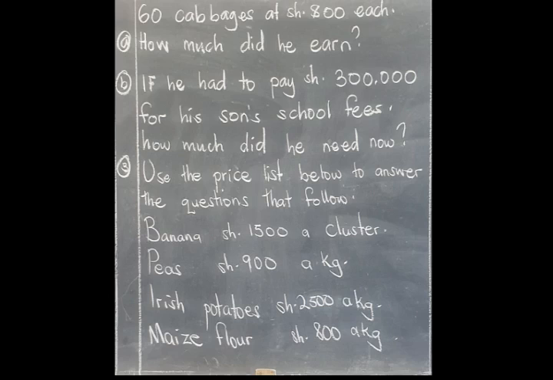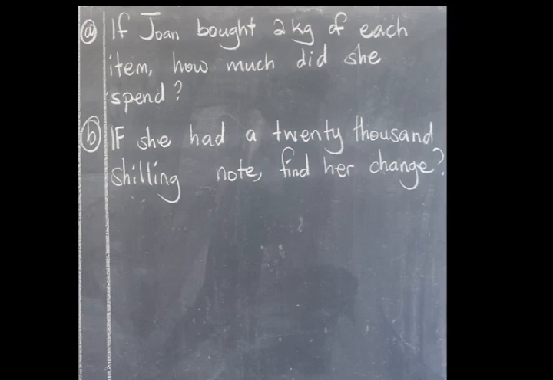Then question 3, use the price list below to answer the questions that follow. Bananas, 1,500 shillings a cluster. Peas, 900 shillings a kilogram. Irish potatoes, 2,500 shillings a kilogram. Maize flour, 800 shillings a kilogram. Question A, if Joan bought 2 kilograms of each item, how much did she spend? Part B, if she had a 20,000 shilling note, find her change.